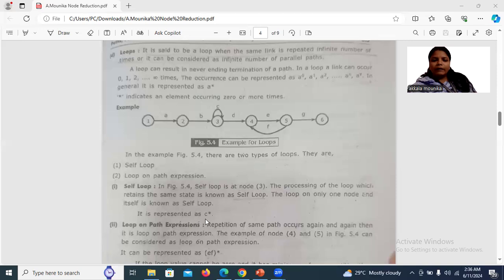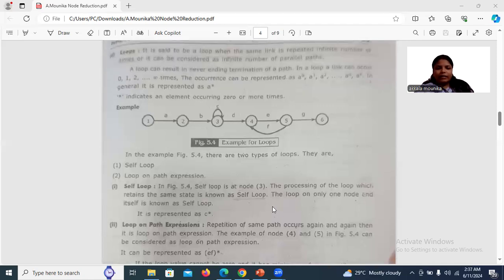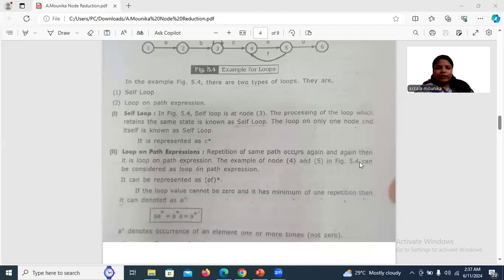A loop on a path expression is the repetition of the same path again and again. Here from the fourth node to the fifth node, E goes, and again from the fifth node to the fourth node, F is coming. So that's why it is known as a loop on path expression. For this example, nodes 4 and 5 in figure 5.4 can be considered as a loop on path expression. It can be represented, as I said before, as E into F power star.